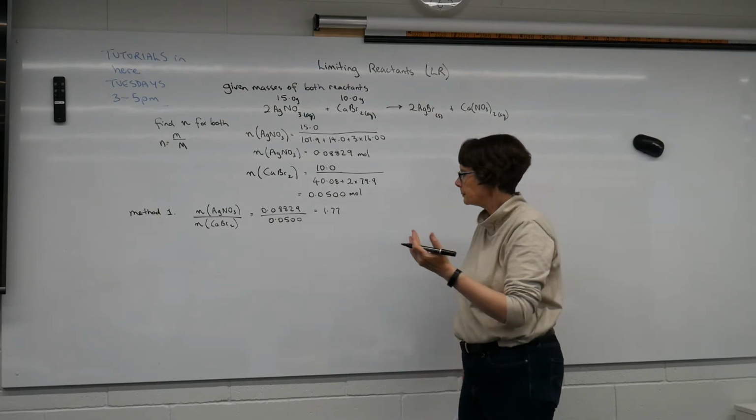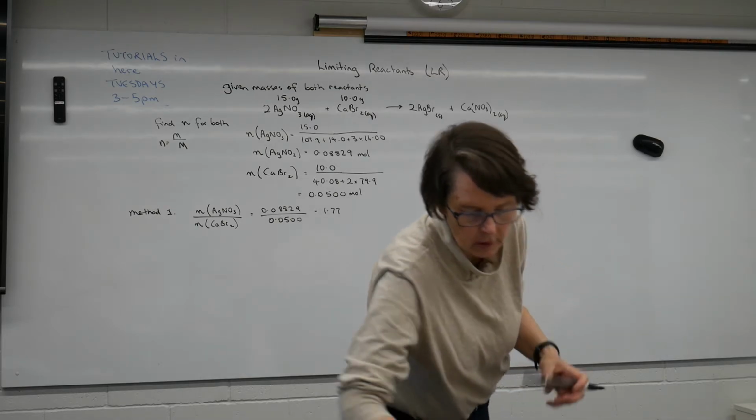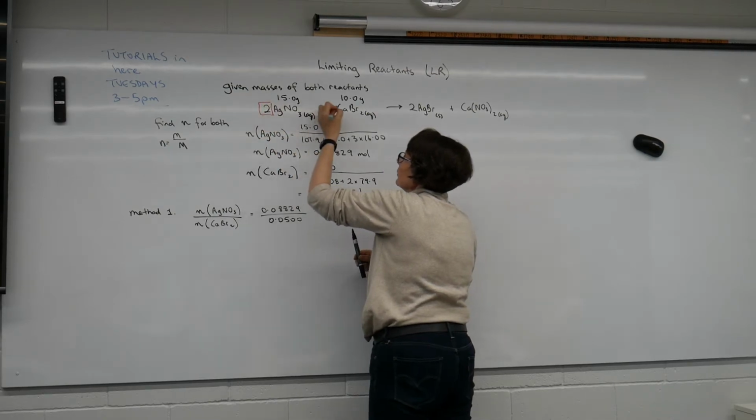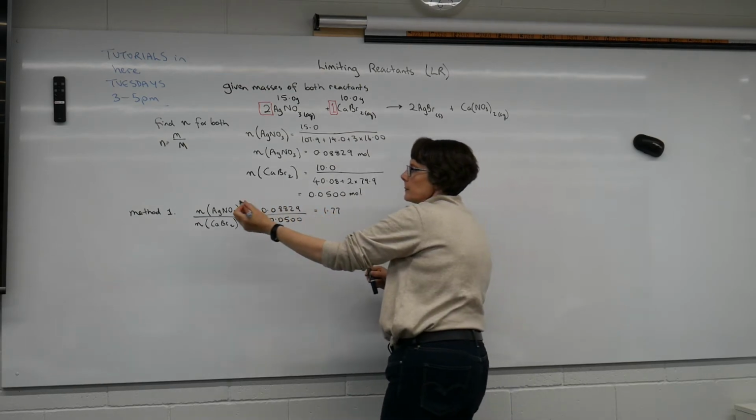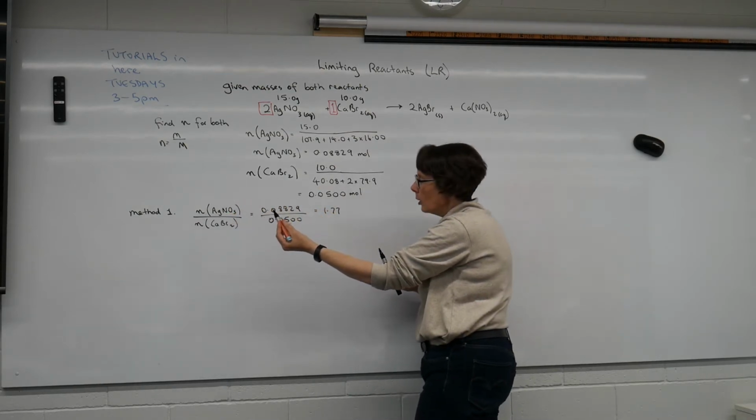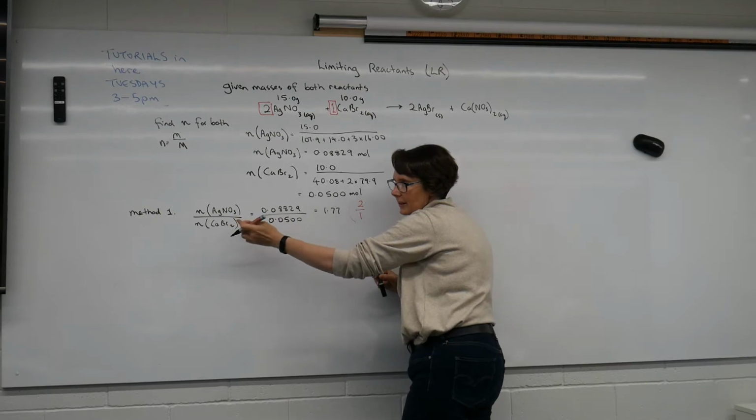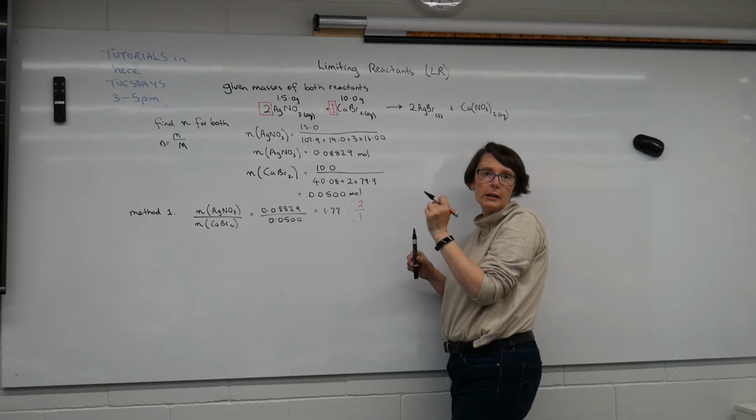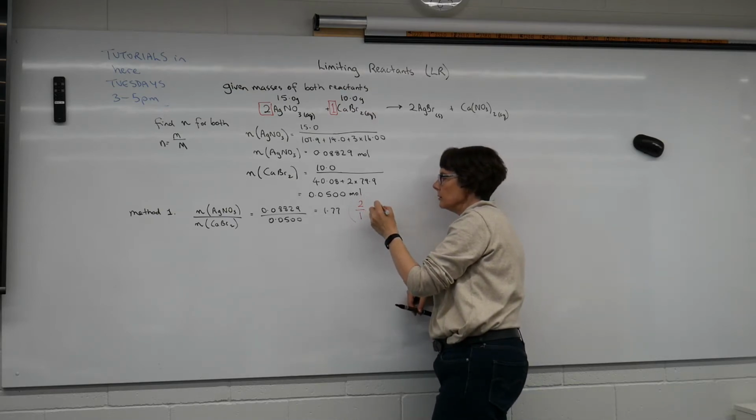Now, if I look at the equation, I've got a 2 here, and I've got a 1 that I haven't written. So, because the silver nitrate is on top, I'm going to write this fraction with the balanced equation, the ratio that they're present. So 2 divided by 1 is equal to 2.